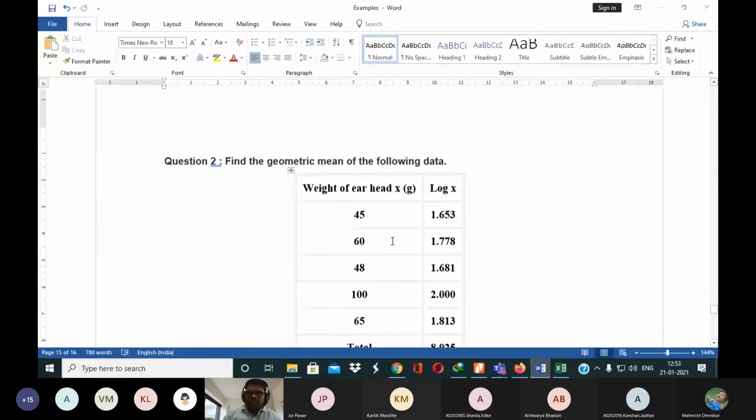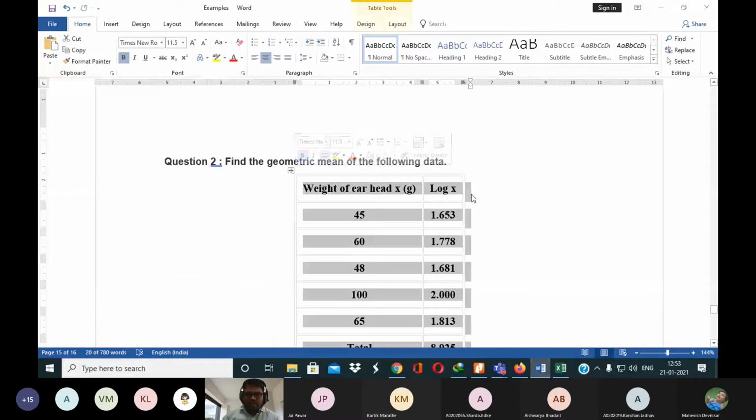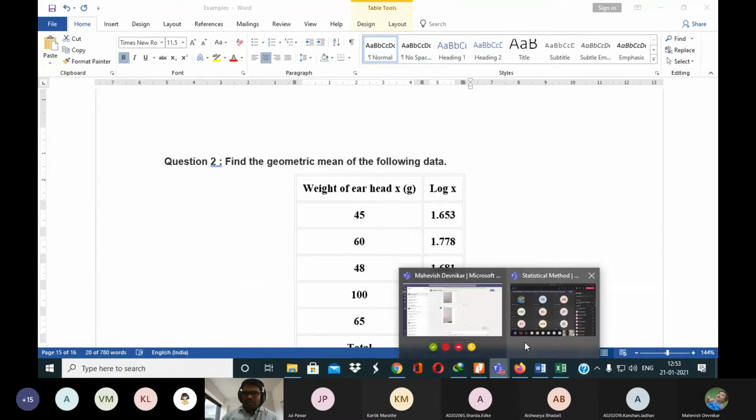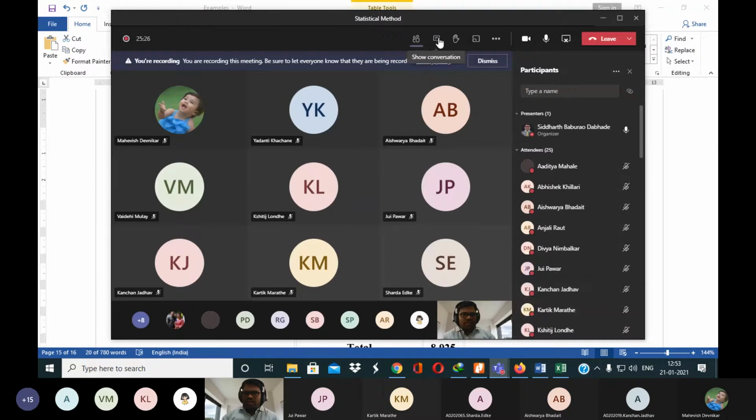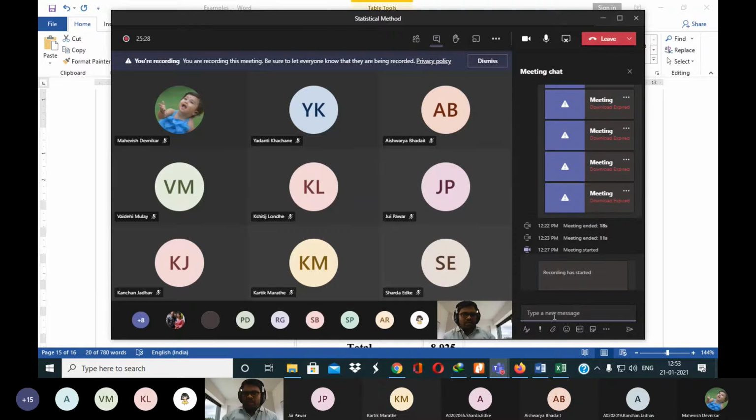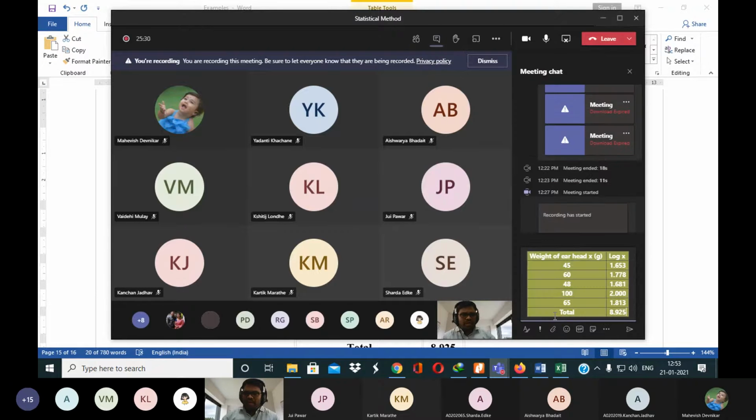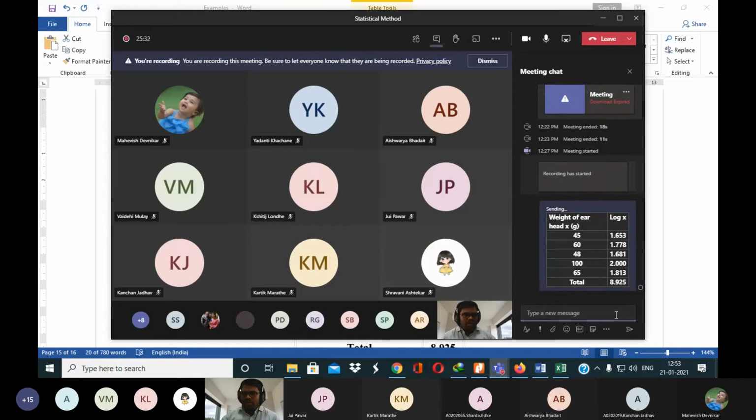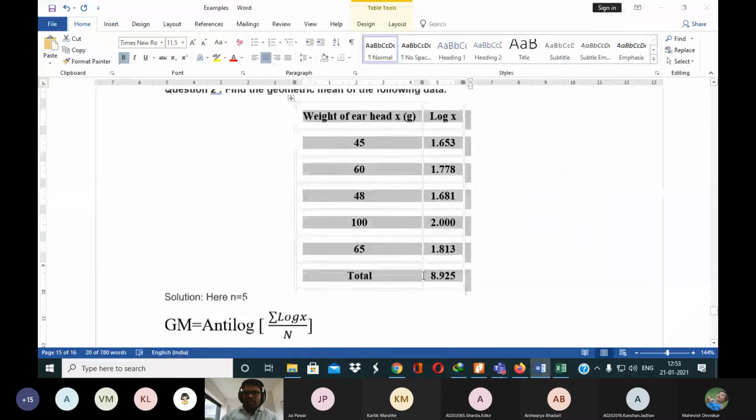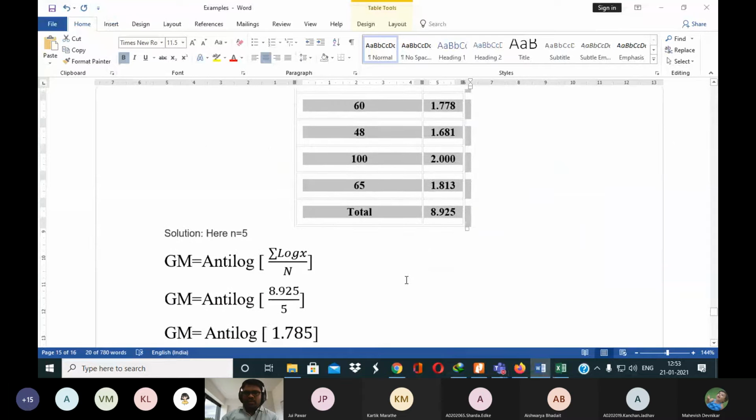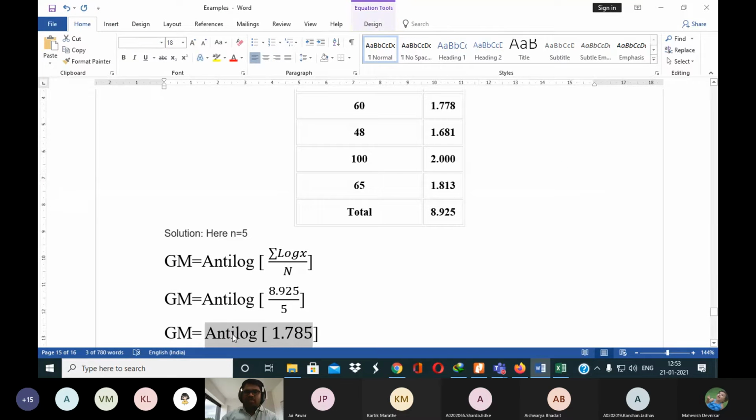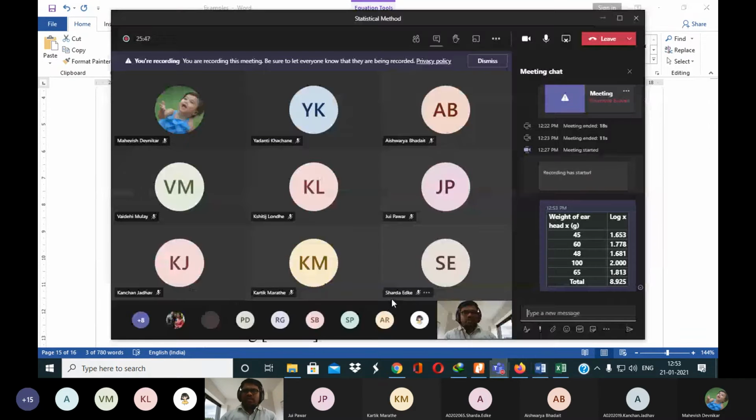Already the data is with you, okay, so this is the data. I will write it into the chat box, and you need to put this value and find out the anti-log of the given item. It is already calculated, okay, so you need to find out the anti-log of 1.785. Anti-log of 1.785, what is the answer?